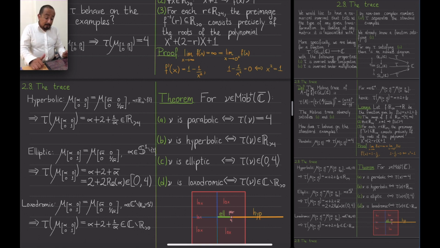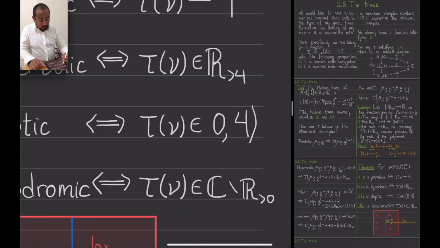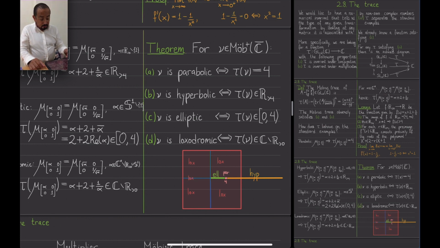And since we did things in such a way that the tau of a matrix is equal to tau of any conjugate of the matrix, what we have proved is this theorem, which tells me that tau is a complete invariant. For a Möbius transformation, it is parabolic if and only if when I compute this it gives me 4. It's hyperbolic if and only if it gives me something in the open interval to infinity. It's elliptic if and only if, and here I should write a closed interval, and loxodromic if and only if I fall outside any of these.